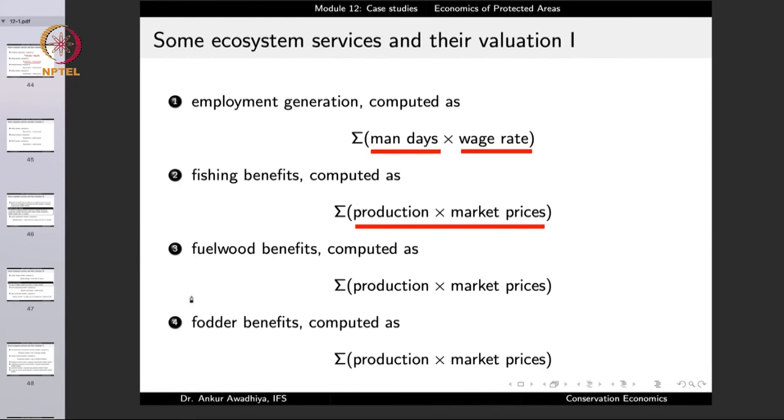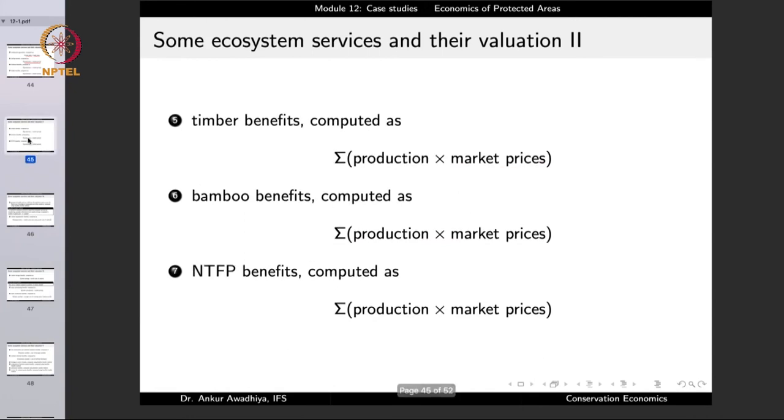We compute the fuel wood benefits, again production into market prices. Fodder benefits, production into market prices. So we are doing all these different kinds of valuations. Timber benefits, how much is the amount of timber that can be extracted, especially in the buffer areas where we do permit extraction of timber. Production into market prices. Bamboo benefits, production into market prices.